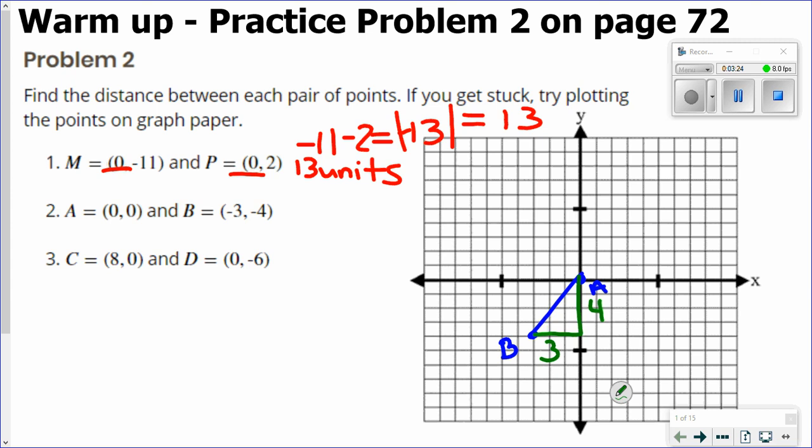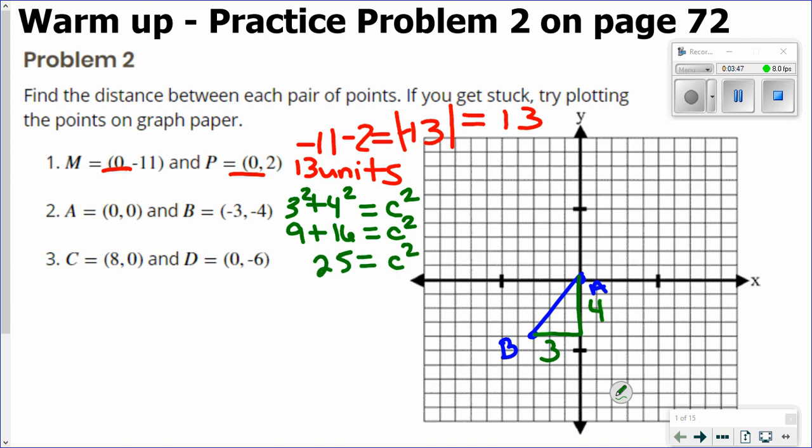So my work for problem 2 is going to be 3 squared plus 4 squared equals c squared. I know when I do 3 squared, I get 9. 4 squared, I get 16. Okay, when I add 9 and 16, I get 25 to equal c squared.